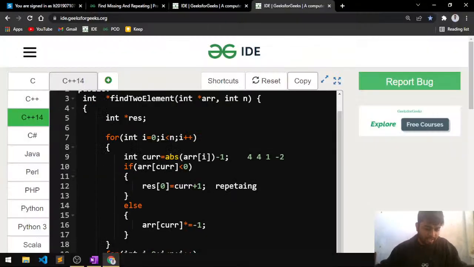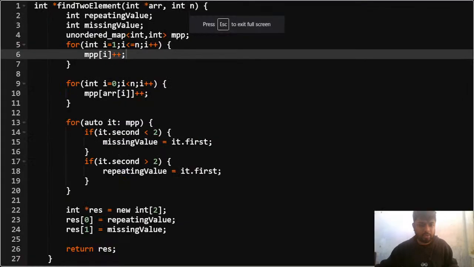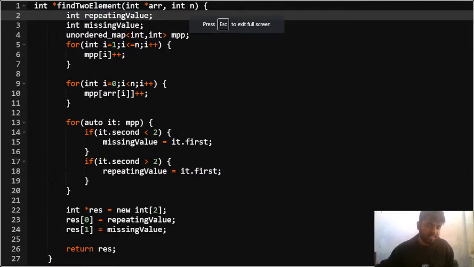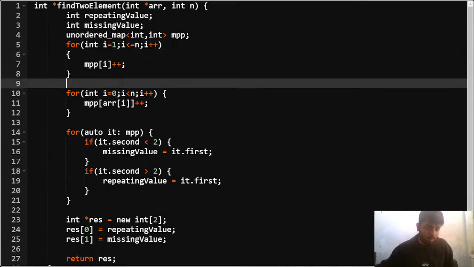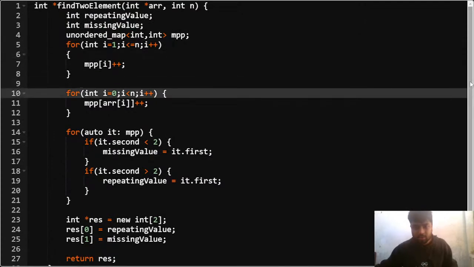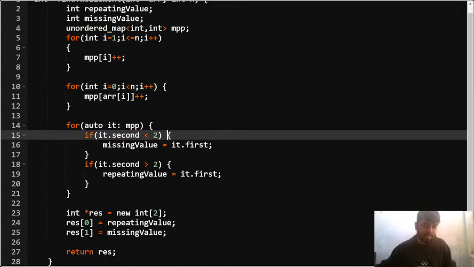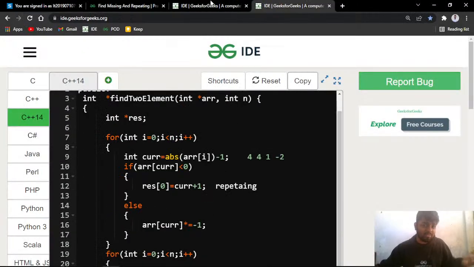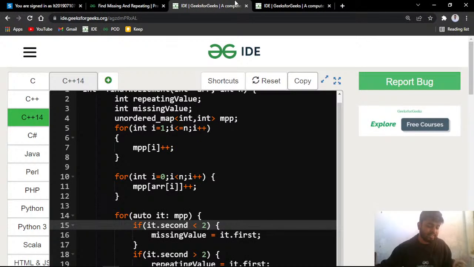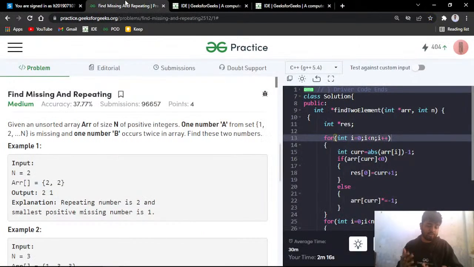So this was the problem for today, and I'll show you how you can do it using a hash map. Basically, to find the missing number and the repeating number, you have a hash map and you update all the frequencies. Once you have the frequencies of all the elements, if an element is occurring only one time, it's perfect. If an element is occurring 0 times, you mark it as the missing number.